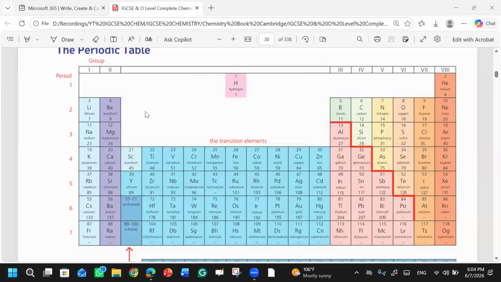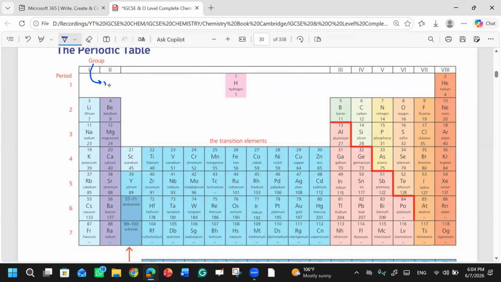I told you one thing: in the groups, the similarity is on the basis of the valence shell, the number of electrons, the valency of electrons. Number of electrons in the valence shell. Okay, valence shell is what? The outermost shell, the last shell of any atom, any element. For example, I told you we draw for lithium and sodium.